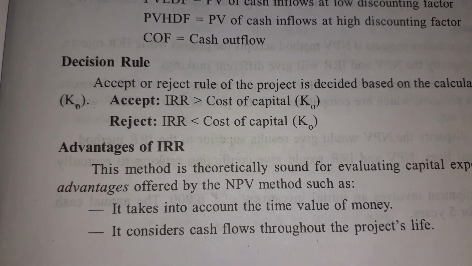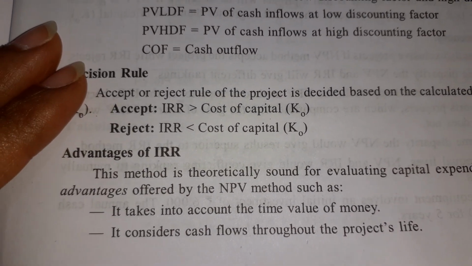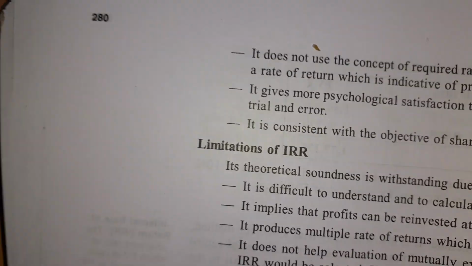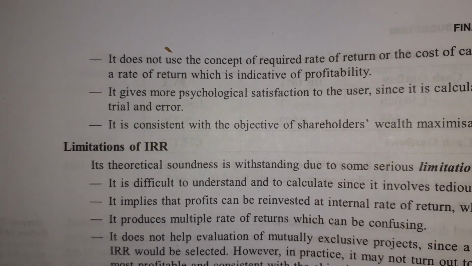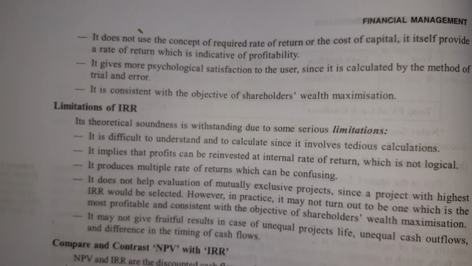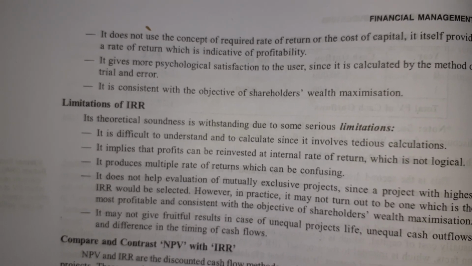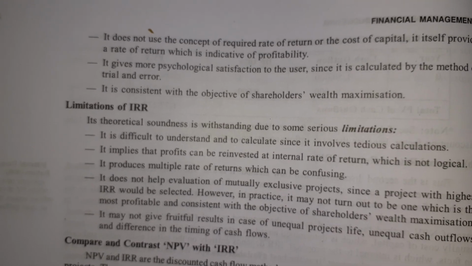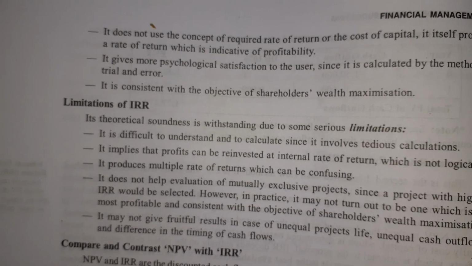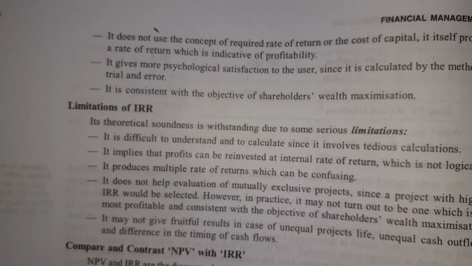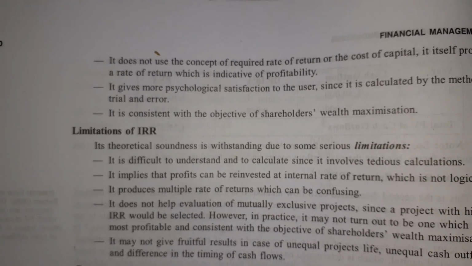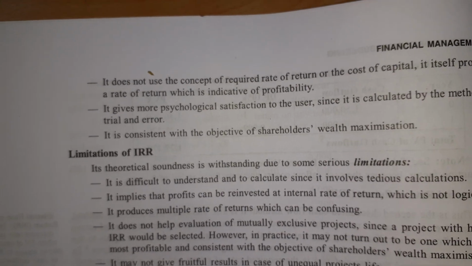There are certain advantages for this. It accounts for the time value of money, and it considers the cash flows throughout the project life. It does not use the concept of required rate of return or the cost of capital. It itself provides the rate of return, which is an indicator of profitability. It gives more psychological satisfaction because they derive the rate through the trial and error method. It is consistent with the objective of shareholder wealth maximization.